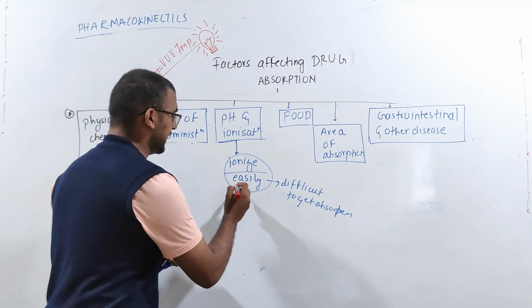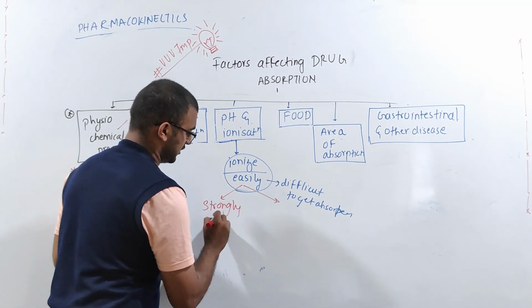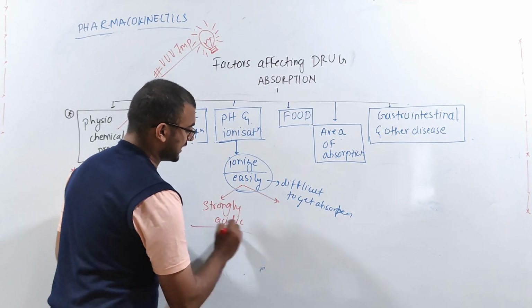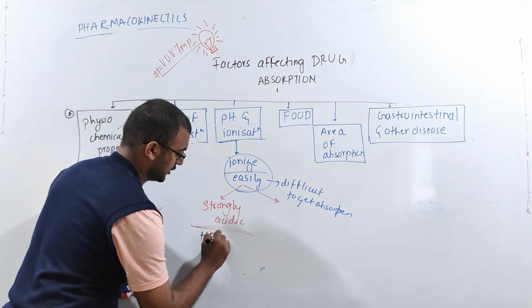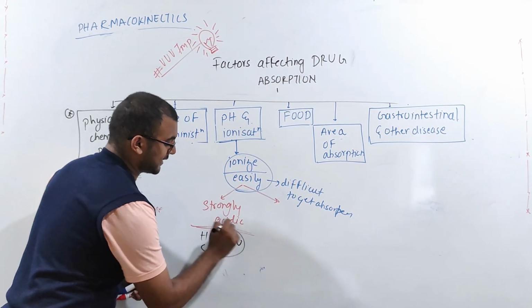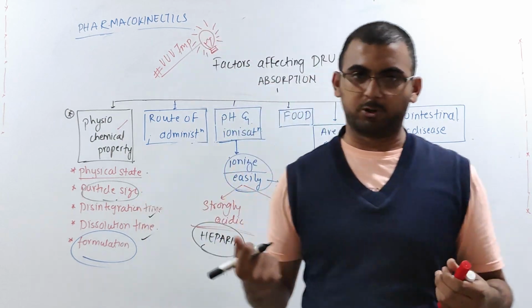So which are those drugs? Mainly two types. First, strongly acidic drugs. An example of a strongly acidic drug is heparin. Heparin will ionize easily, and that is why it cannot be absorbed.